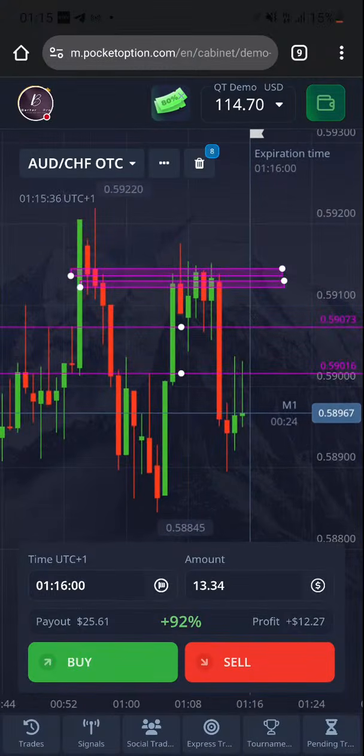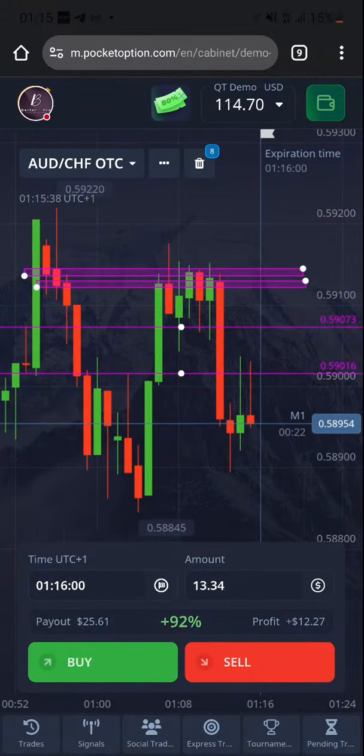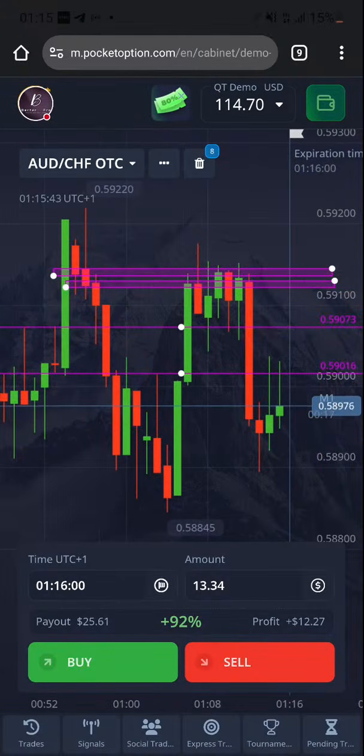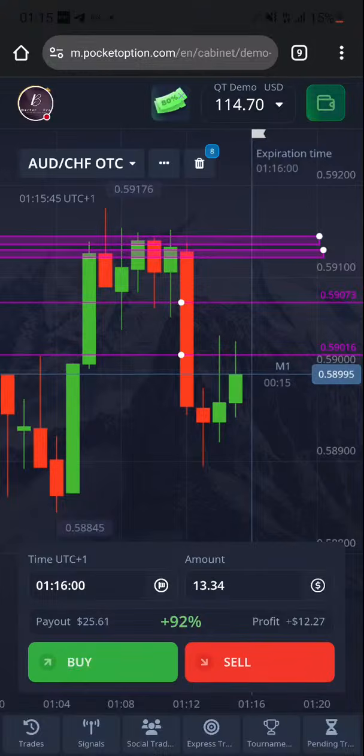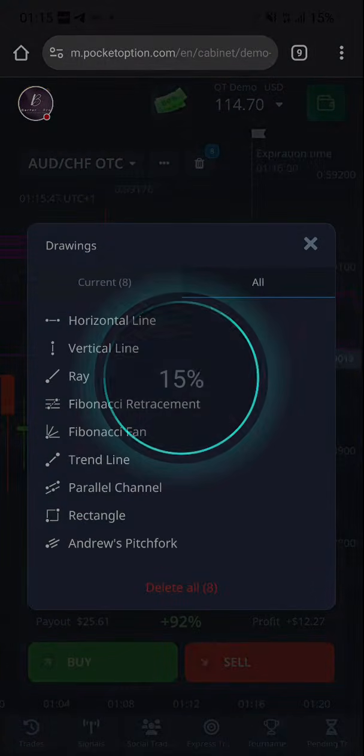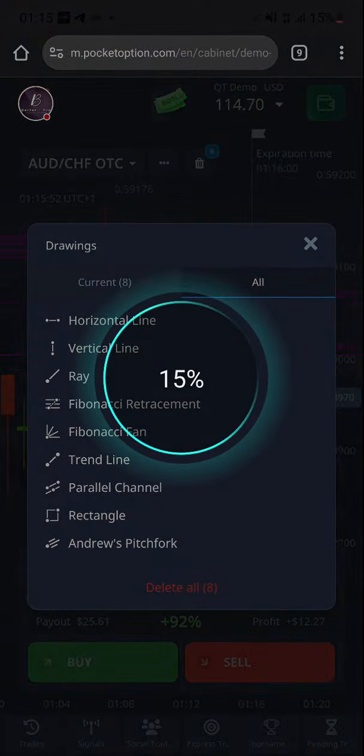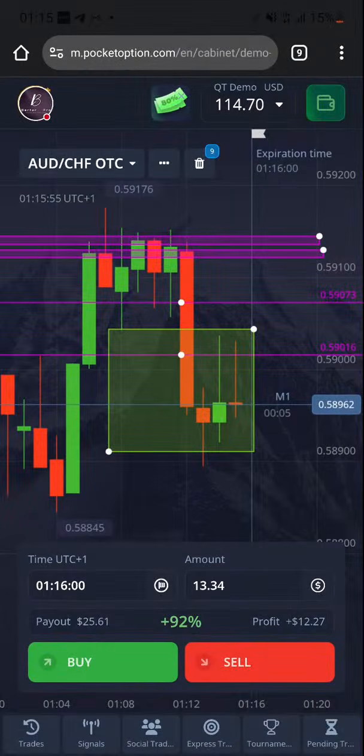This was the trade we took the other time with the doji, if you remember. And we have a demand area down here. We have a demand area down here.